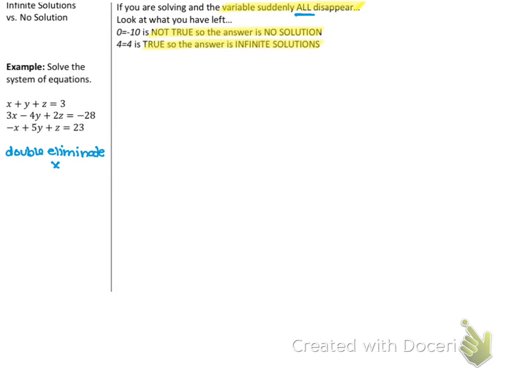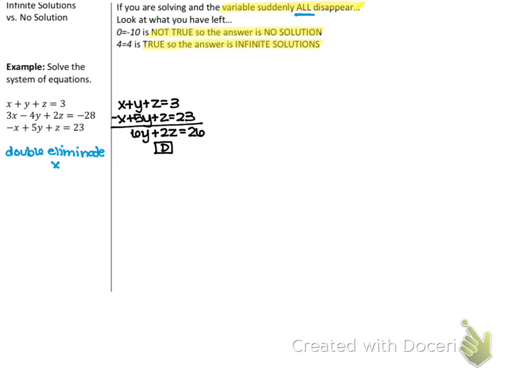So I'm going to take the first 2 equations. So x plus y plus z equals 3. Excuse me, the first and the last. Make sure that I wrote them down correctly. I did. Add straight down. So there's one of my equations: 6y plus 2z is equal to 26. I'm going to go ahead and call this equation D.